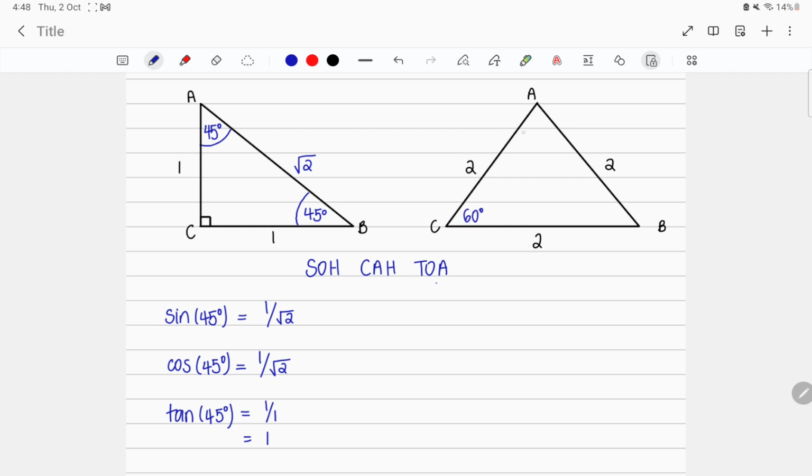So each angle in this triangle measures 60 degrees. Now let us consider what would happen if we were to split this triangle, bisect it, cut it into two equal halves. So if I split this triangle right down the middle, then I would have formed two right angled triangles, right?